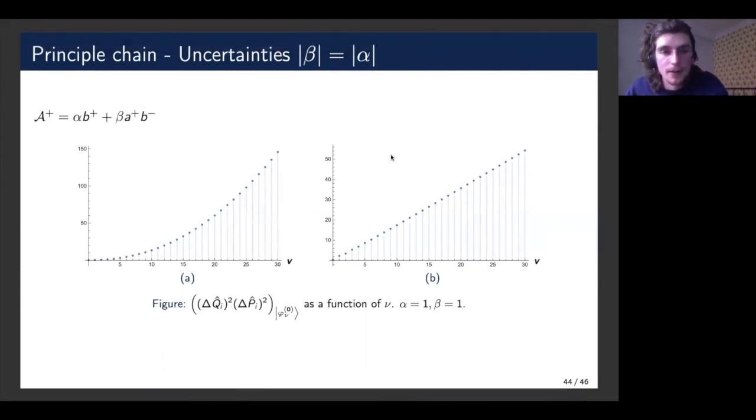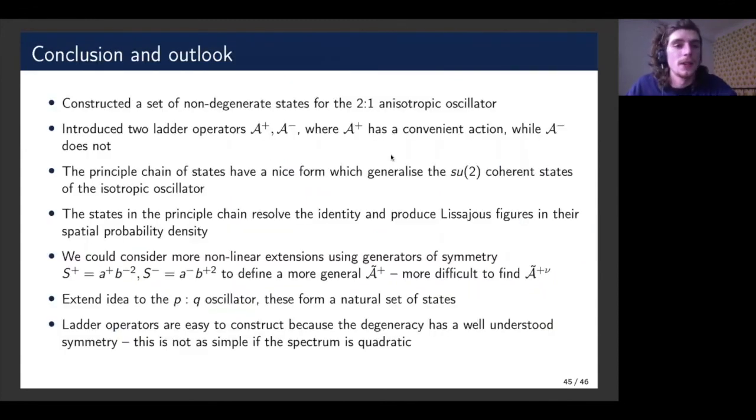And lastly, I'll just finish by making some remarks. So we constructed a set of non-degenerate states for the 2-1 anisotropic oscillator. And to do this, we introduced a ladder operator, specifically big A plus, as a certain combination of the one-dimensional operators, little a minus, A plus, B minus, B plus. And we chose by inspection the simplest one we could. The difference when considering the 2-1 oscillator versus the isotropic oscillator is that we can define the action of A plus to be quite convenient, but then we lose the fact that A minus, or its Hermitian conjugate, is an annihilation operator. So that's something that we lost from the isotropic case.